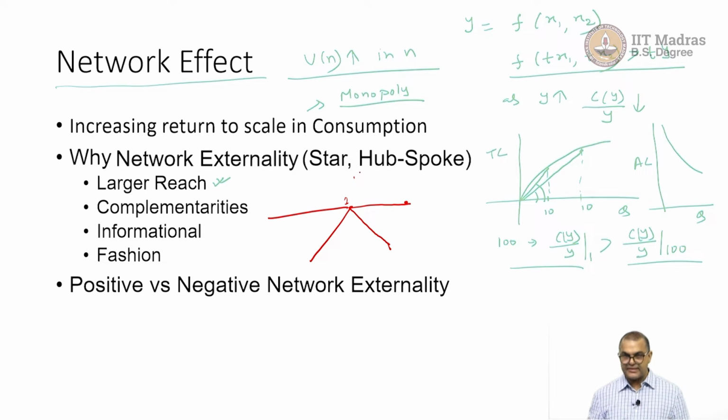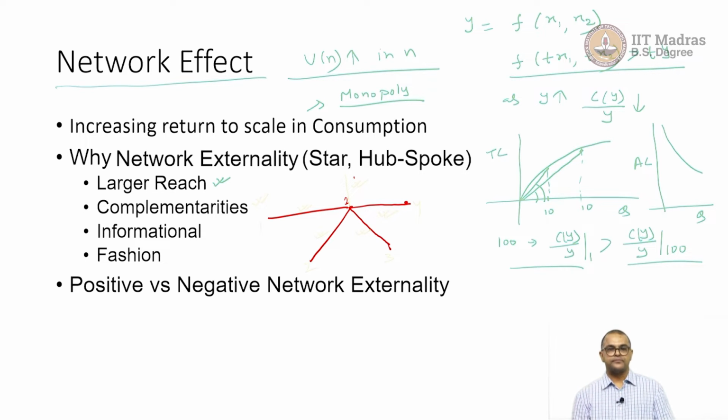Let us say this is the structure, and one more person joins in. How many more connections are possible because one more person joined? Earlier you had, let us say, 1, 2, 3, 4. Now one more person joining will lead to 4 more connections: 1, 2, 3, 4. So it is beneficial. Larger reach, you can connect to more people.